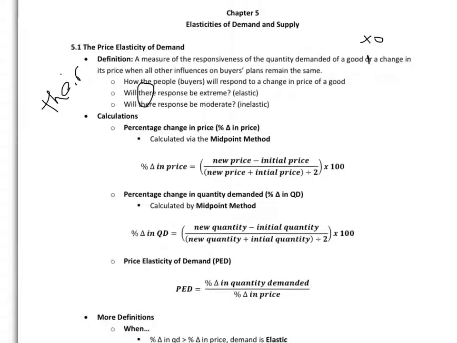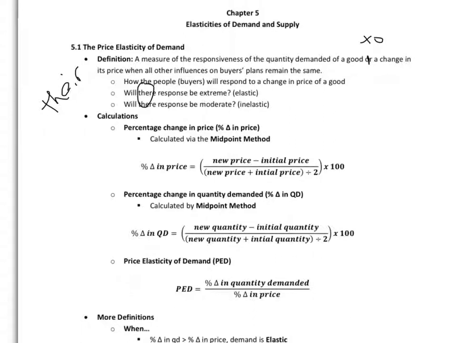And down here, what we're going to see is the price elasticity of demand formula. The price elasticity of demand equals the percentage change in the quantity demanded over the percentage change in price. So essentially, it's going to take that top formula up here, the percentage change in price, and that's going to be our denominator. And this bottom formula, the percentage change in quantity demanded, is going to become our numerator when we deal with the price elasticity of demand.